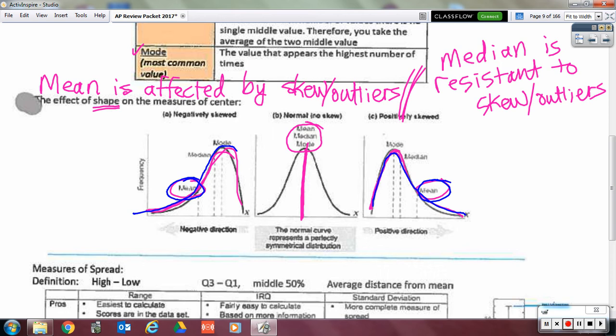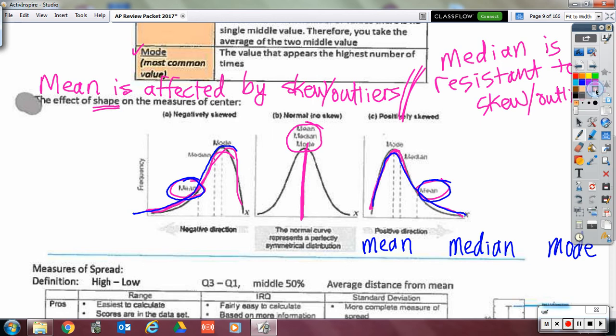Let's see. I don't know if I have a good space to do that. Let's put it here. Let's write these in alphabetical order. Mean, median, mode. All right. So mean, median, and mode.